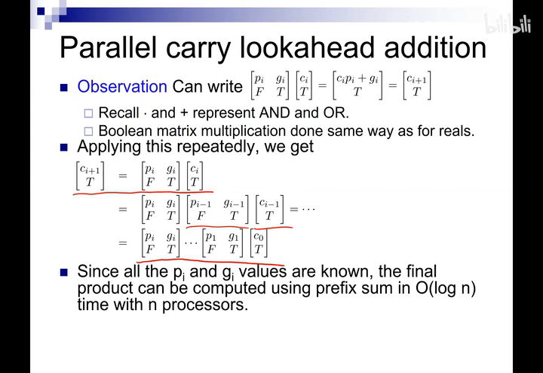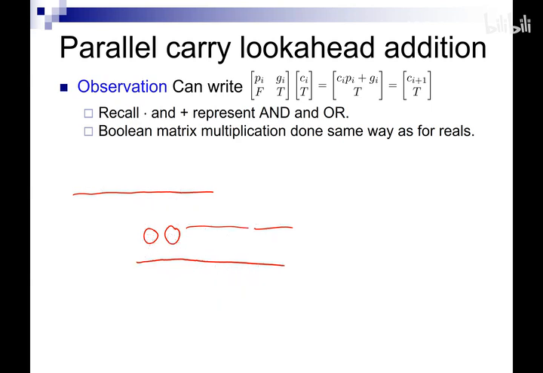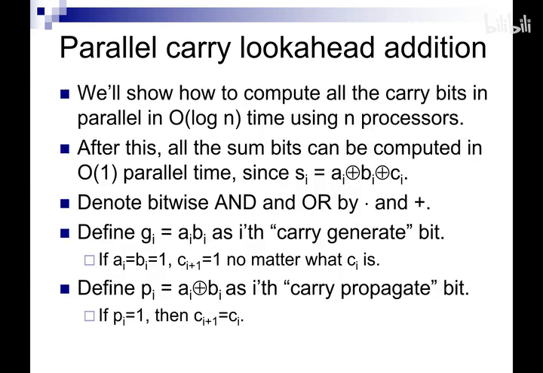Okay, so now why is this useful? The reason this is useful is because all of these pi and gi values can be computed in parallel. If you go back to how we define these pi and gi values, gi is just the and of the ith bit of a and b. So we can compute all of these gi values in parallel; we can take all these ands in parallel. And pi is going to be the exclusive OR of ai and bi. So again, we can compute all of the pi's also in parallel.